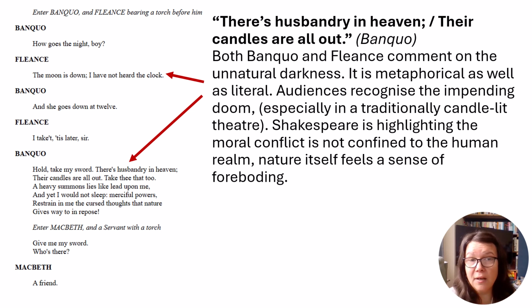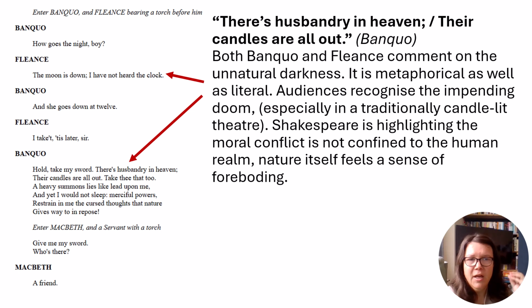And this quote I'm not analysing because the temptation would be to just tell the examiner what it means. So we're going to point out here that both Banquo and then Fleance earlier, you can see it says the moon is down, comment on the unnatural darkness. So that shows your understanding that it isn't just that it's a dark night, that maybe it's very cloudy, but it's unnatural. It's metaphorical as well as literal. The audiences recognise that Shakespeare is building this sense of impending doom, which you would get if you were in one of those traditionally candlelit theatres from Shakespeare's time.